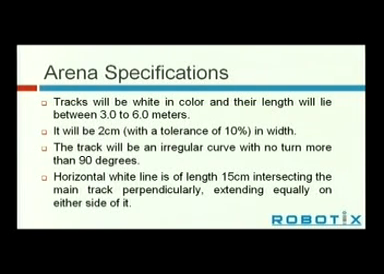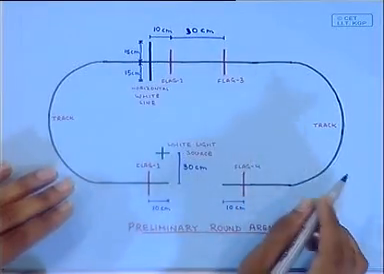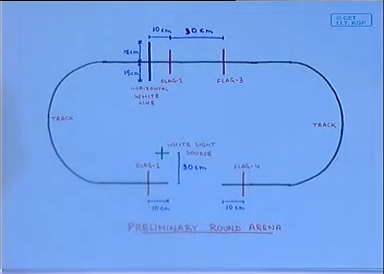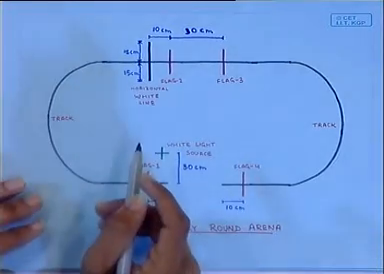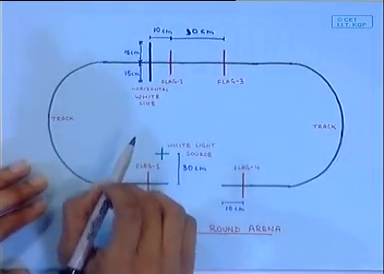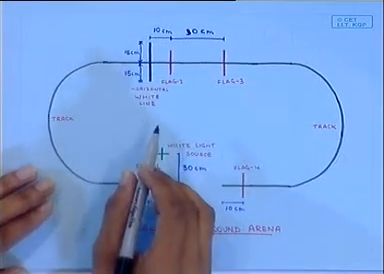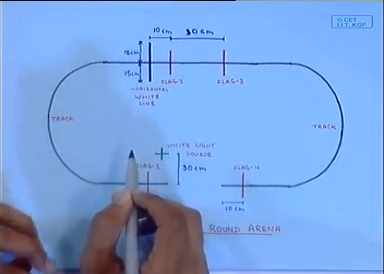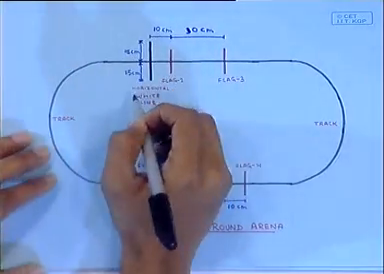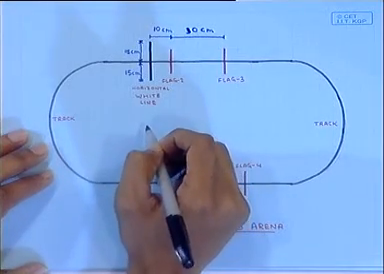Now the arena specifications. The arena will be divided into two phases. The first phase will be for the first robot. The second phase will be for the second robot. The length of the tracks will be varying from 3 meters to 6 meters. The width of each track will be 2 centimeter with a tolerance of 10%. The tracks will be made of white chart paper on a black background. The background will be of plywood painted with blackboard paint.